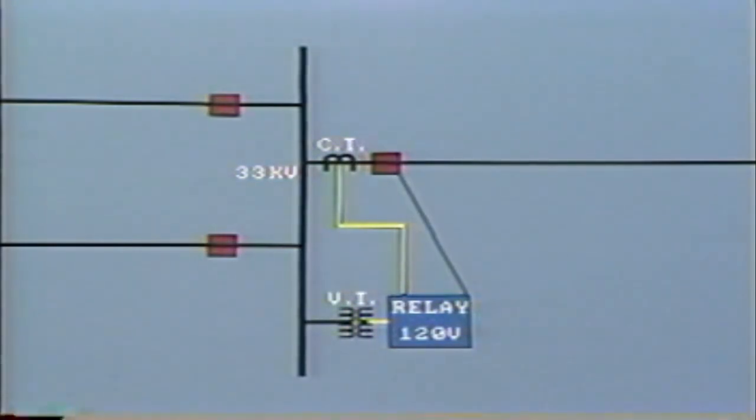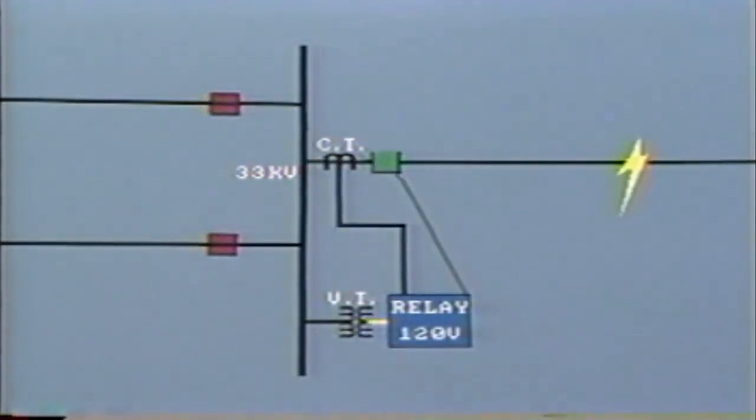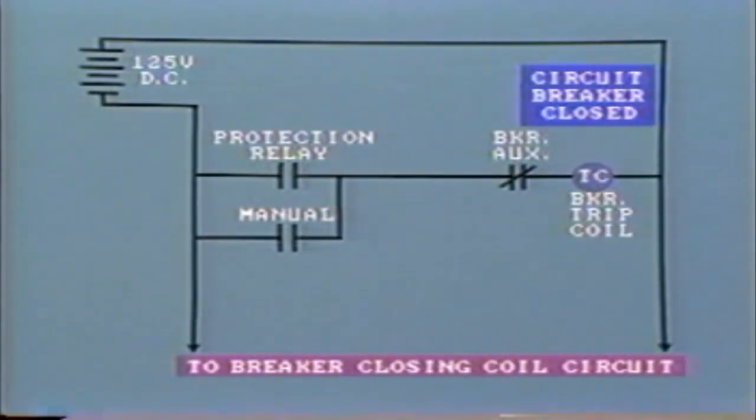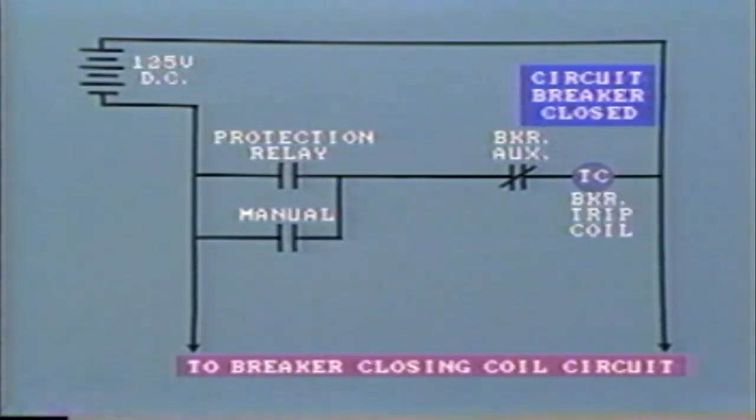Let's suppose that a high magnitude fault occurs on the line at this point. The relay will detect the intolerably high current and send a tripping signal to open the circuit breaker. Let's look at this tripping circuit. A 125-volt DC system is provided for operation of the breakers. The circuit breaker closing and tripping coils are energized by 125-volt DC from the station battery, as this provides a continuous and reliable power supply.